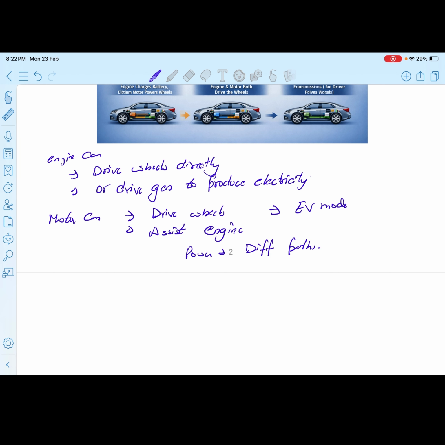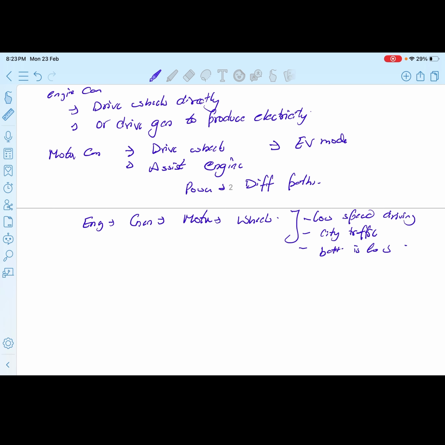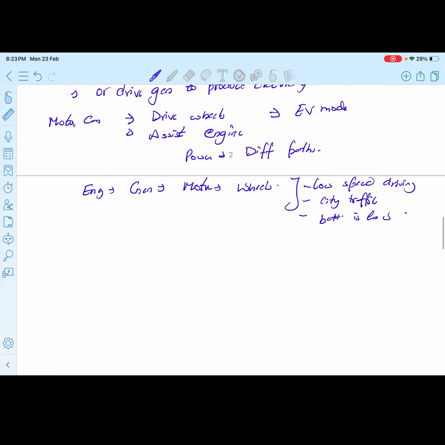So when I say series mode, like we discussed, it would be engine, generator, motor, and wheels, right? So this is something that is preferred for low speed driving or something like city traffic. It will be perfect if you're looking for a car for that reason, or when the battery is low, because there's no mechanical link from engine to wheels.